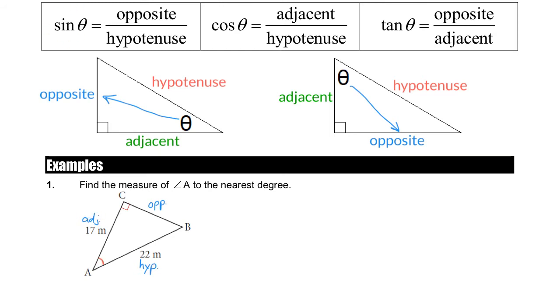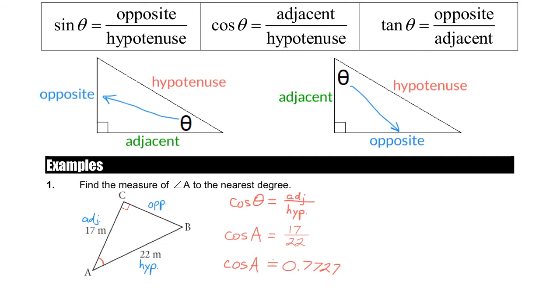So which trig ratio uses adjacent and hypotenuse? This one, the cosine. So that's the one we're going to start with. So cosine theta equals adjacent over hypotenuse. Theta is our unknown angle in this case, which is A. Adjacent is 17 and hypotenuse is 22. Now we can do 17 divided by 22. It comes out to 0.7727, rounded to the fourth decimal place.